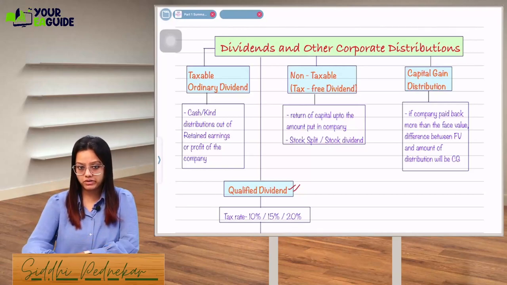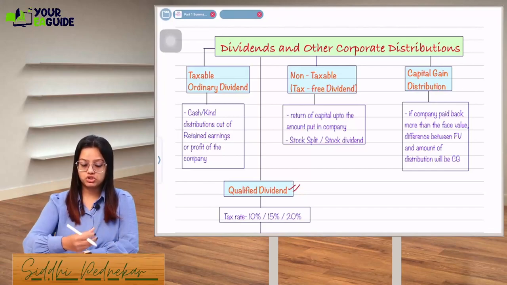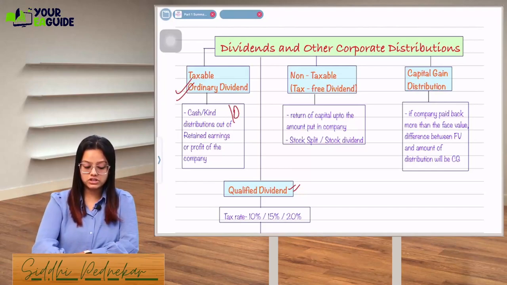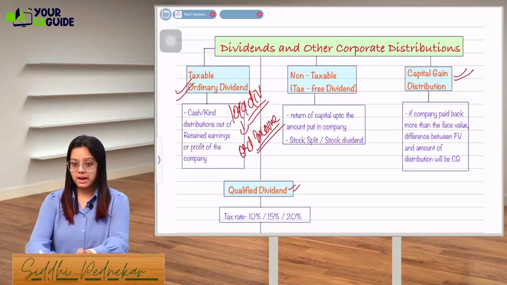This is the normal dividend. In layman's language, when you receive a distribution from the retained earnings, meaning the profit of the company, that is your ordinary income. For this, you will be receiving a 1099-DIV from the company. You will be including it as ordinary income in your tax return. Okay, now let's read the capital gain one.